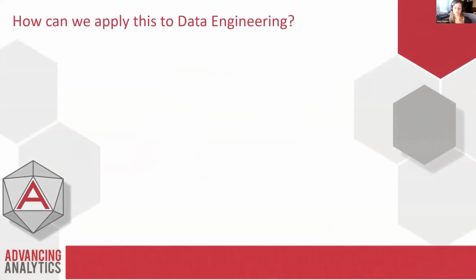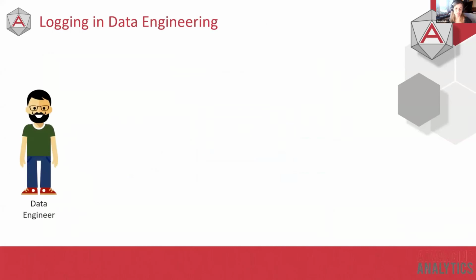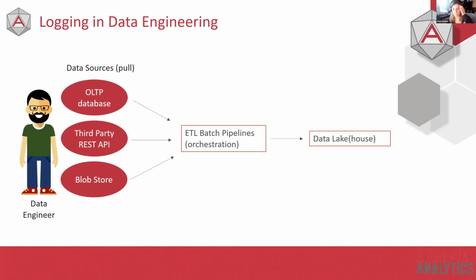So how can we apply this to data engineering? That's an example within the realms of software engineering. How can we apply this to one of our ETL pipelines or a load of ETL pipelines? So our user has mutated into a data engineer, and he's got a load of data sources: OLTP database, third-party REST API, blob storage. Essentially he's got a load of ETL batch pipelines that he is going to use to pull all of that data and put it into a data lake or a data lakehouse. What are some of the custom log events, our structured logs, that we could create around this?